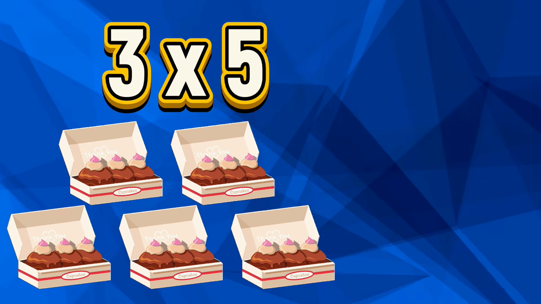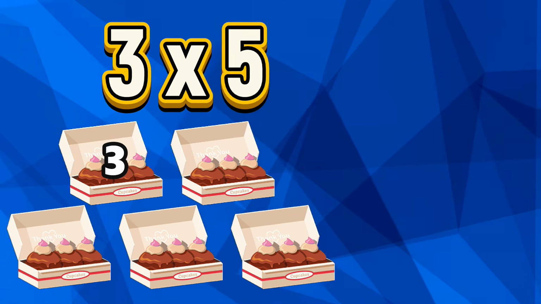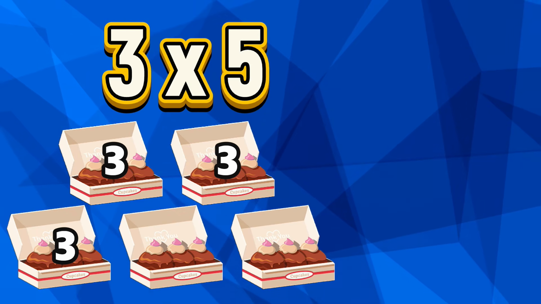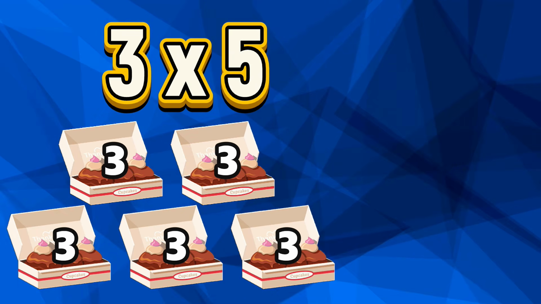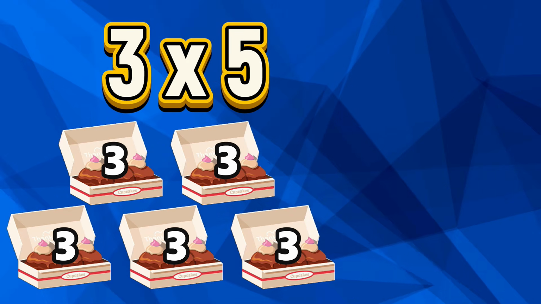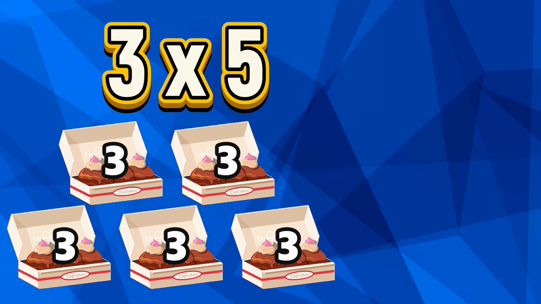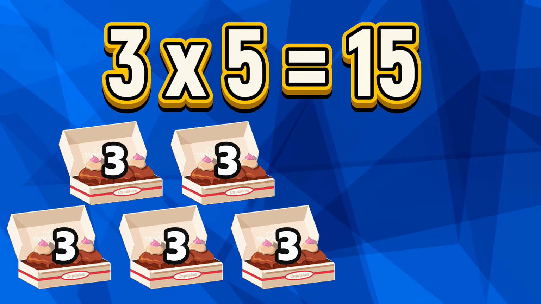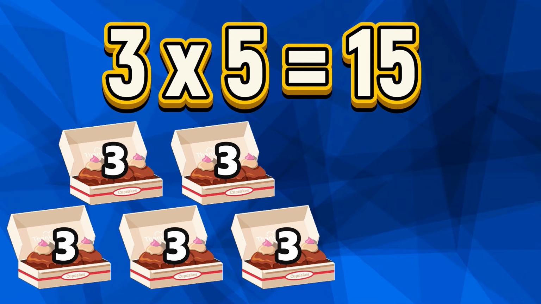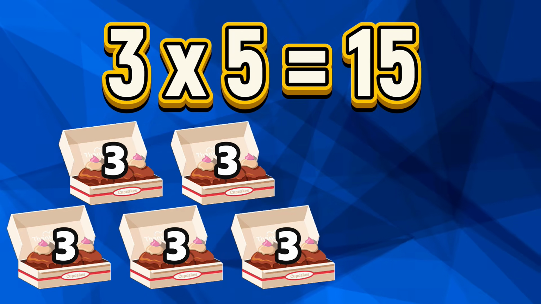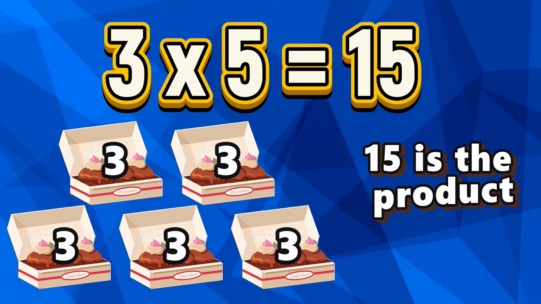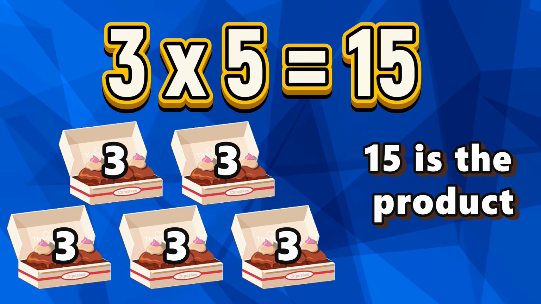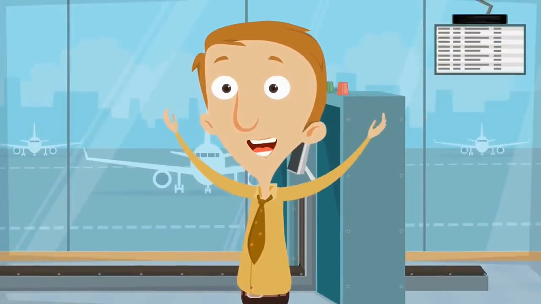3 times 5. This is the same as 3 plus 3 plus 3 plus 3 plus 3. The number 3, 5 times. What is 3 times 5? Yeah, 15. 3 times 5 equals 15. On that day, he is buying 15 cupcakes. 15 is the product. Alright, that's multiplication.